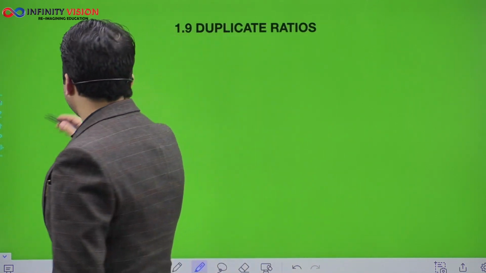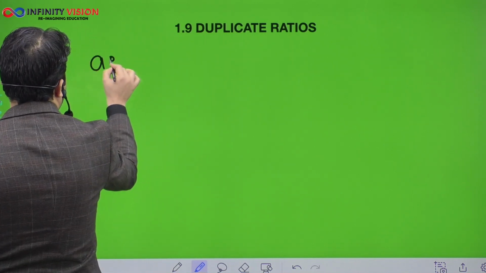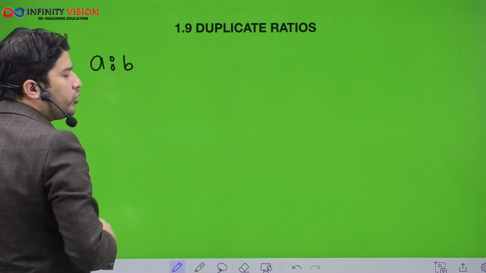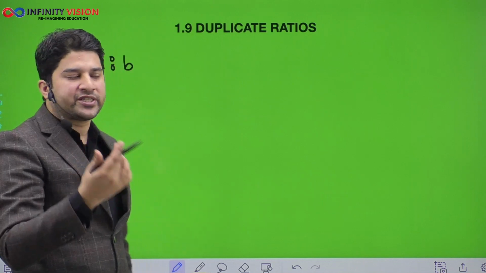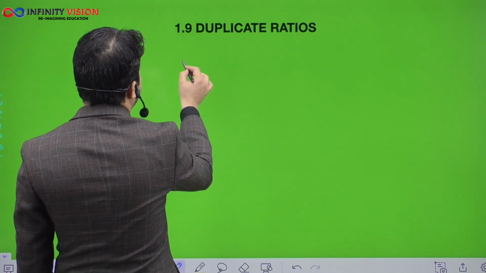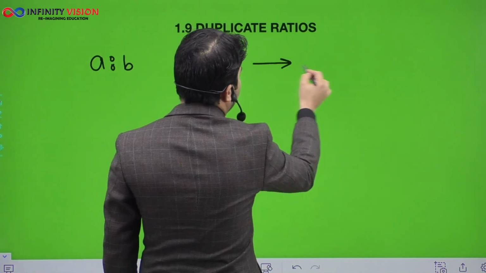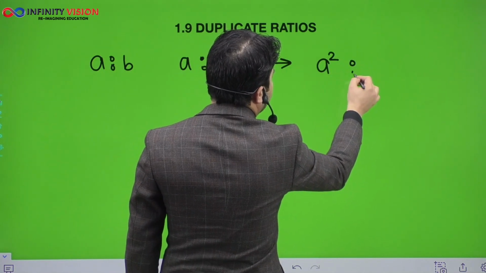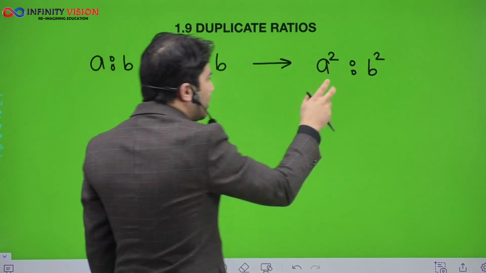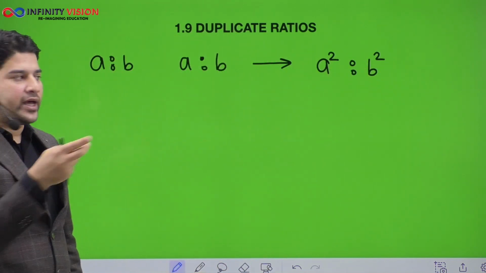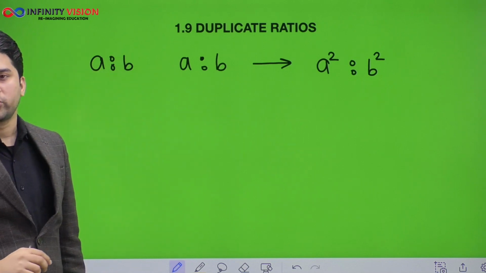What are duplicate ratios? Let's say you have a ratio A is to B, and you are going to compound this ratio with itself, which means you multiply it with A is to B. So you are going to get a ratio A square is to B square. You can call that A square is to B square a duplicate ratio of A is to B.